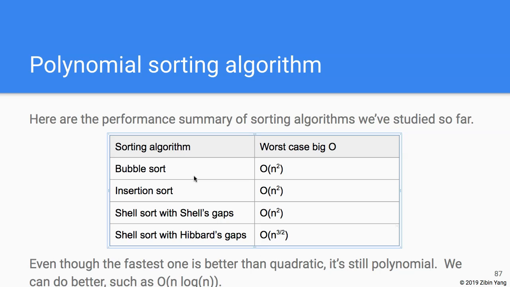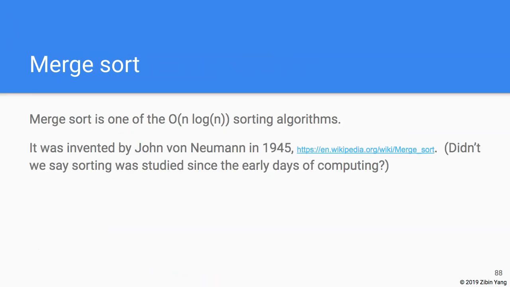So we know for bubble sort, insertion sort, and shell sort with shell gaps, they are all n squared, quadratic. And for shell sort with Hibbard's gaps, it is n to the 3/2 power, but even that is polynomial, and there are better sorting algorithms that can run faster, and that is O of n log n, and merge sort is one of such algorithms.